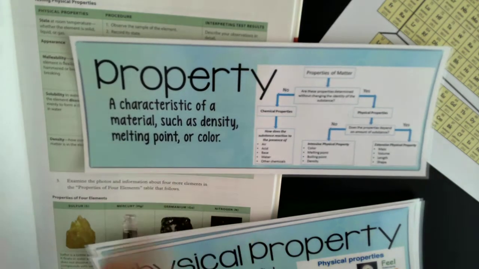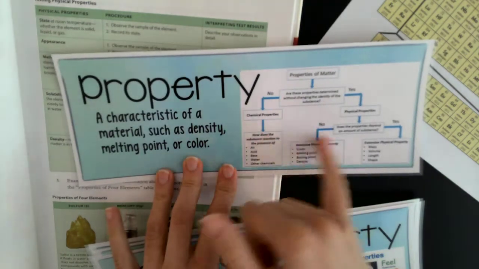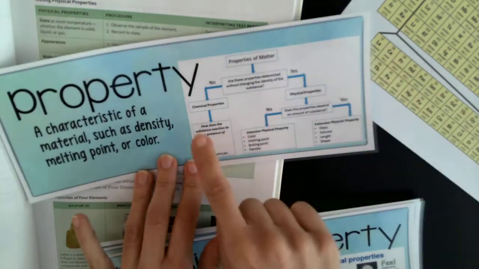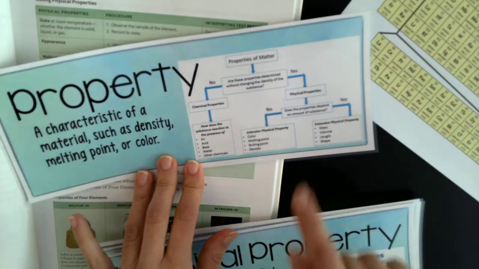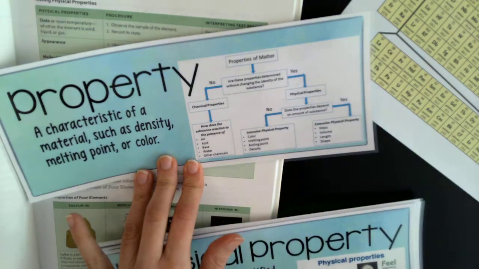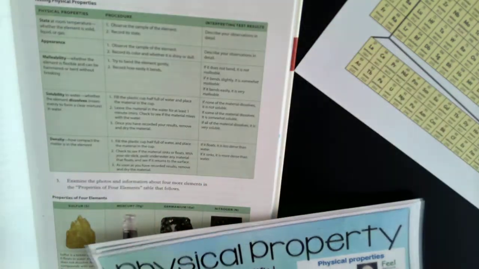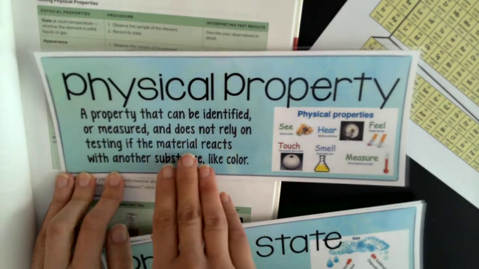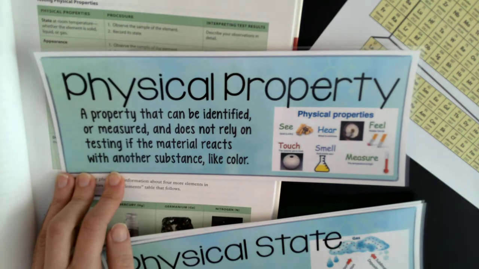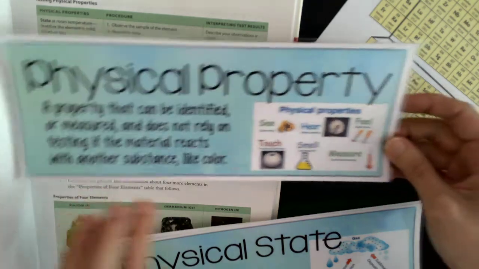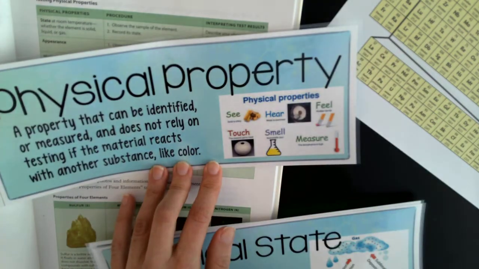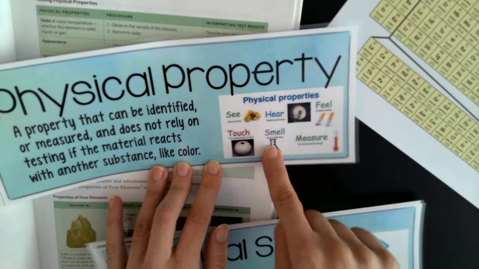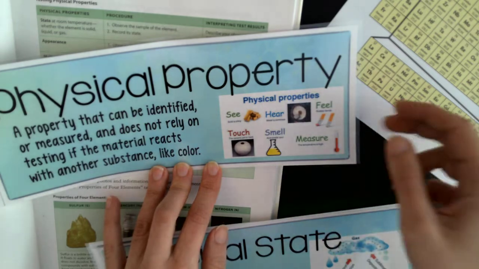All right, so let's start with what do I mean by properties. So properties are characteristics of materials. There are different properties, and we can separate them as chemical properties and physical properties. In this activity, I want you to focus on the physical properties only, okay? And by that, I mean a property that can be identified or measured and does not rely on testing if the material reacts with another substance, like color. So here are some examples. Stuff that I can see or hear, feel, touch, smell, measure. These are all physical properties because they do not rely on some sort of reaction.